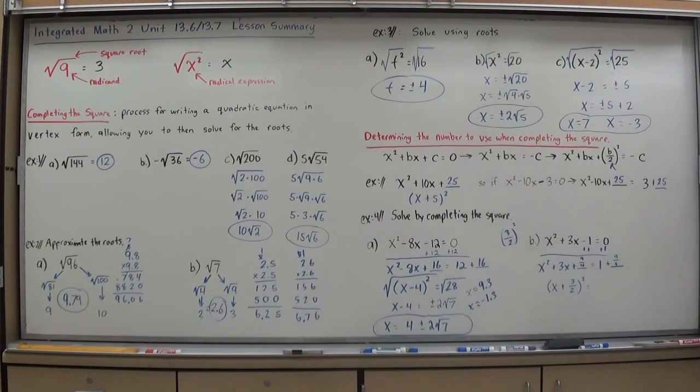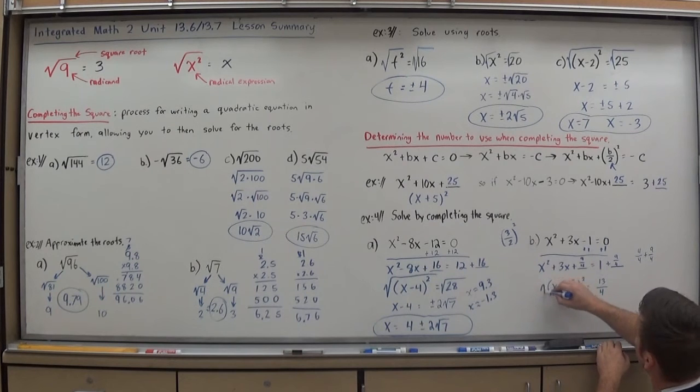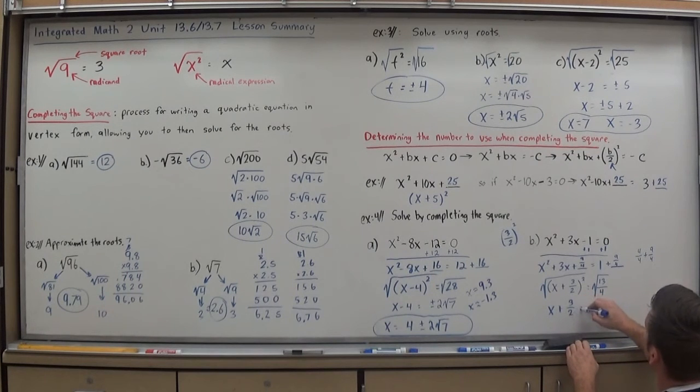And now on the right side I have to add fractions. Oh my, oh me. Difficult task. Not really. Just make a common denominator. 1 can become 4 over 4, and you're going to add to that 9 over 4. 4 plus 9 is 13, so it's 13 over 4. And now I have the exact same process I had in A. Nothing changes. It just has fractions, which makes it scary to some of us. We're not going to get scared. We're just going to put x plus 3 halves equals plus or minus the square root of 13 over 4.